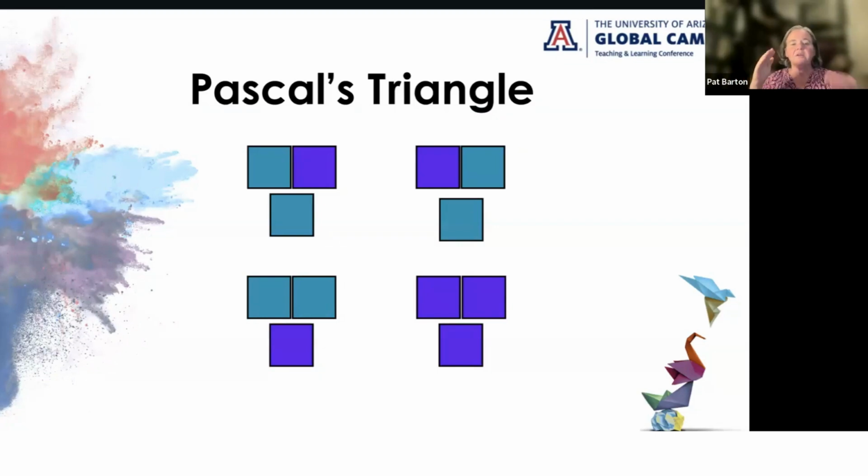The second rule is if they're the same color, I get a purple underneath. So whether it's turquoise turquoise or purple purple, they both get purple underneath. Those are my rules. Okay, so here we go.